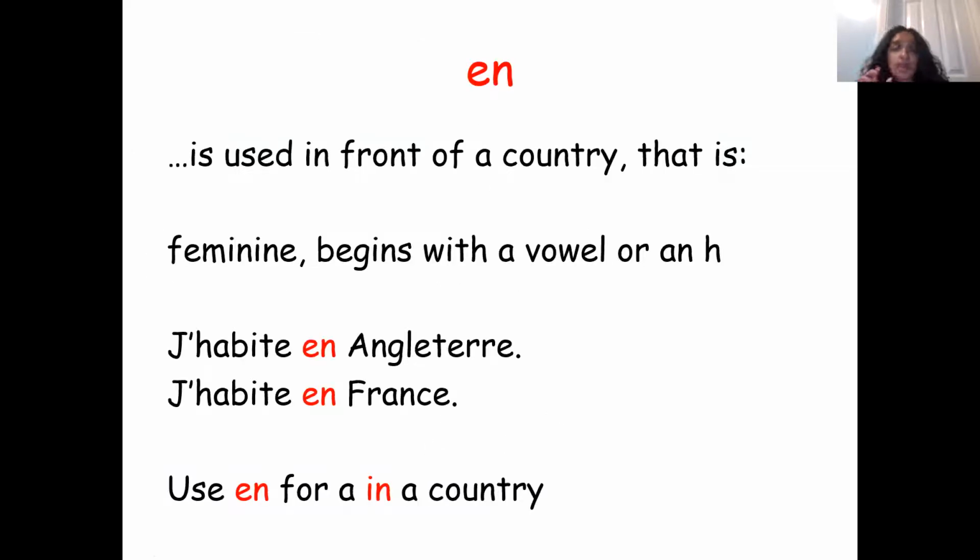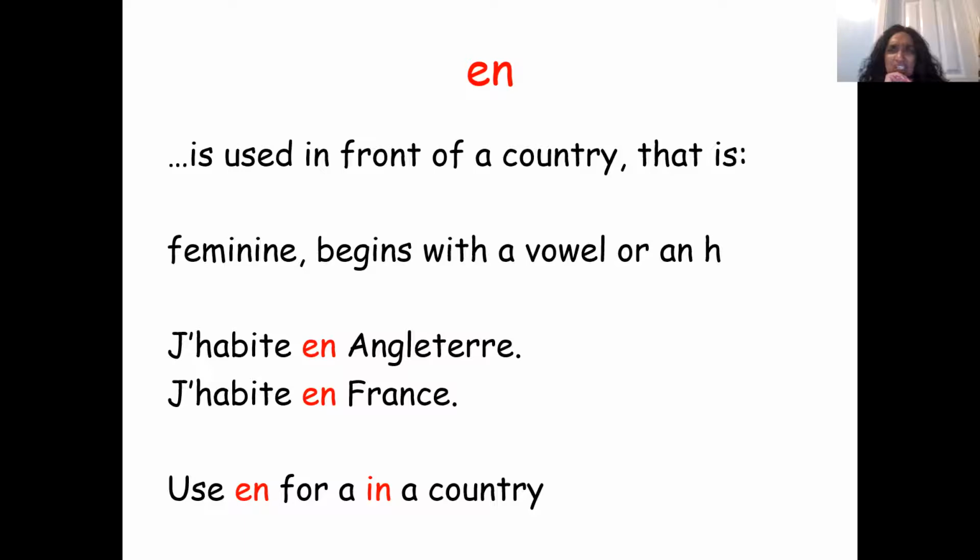So we use en in front of a country if that country is feminine or begins with a vowel or an H. Madam Miss, what are you talking about? A country that's feminine? Well, as we know in French, every noun is either masculine or feminine. Person, place, or thing. And depending on whether it's masculine or feminine, that then helps us decide what words we are going to use in relation to that noun. So in this case, which preposition we're going to use.